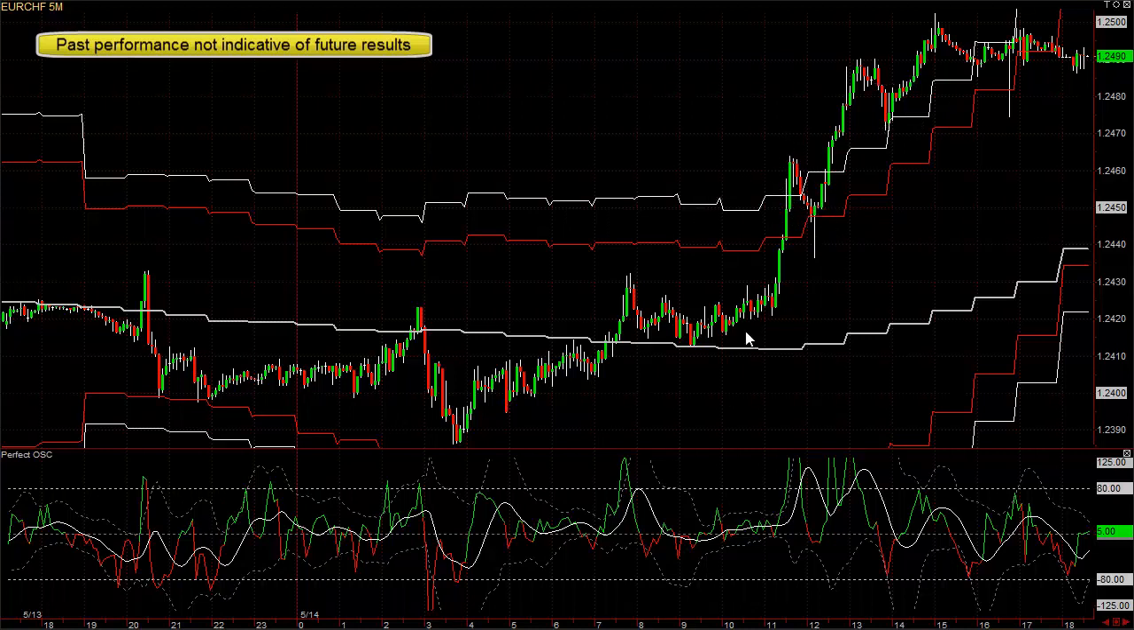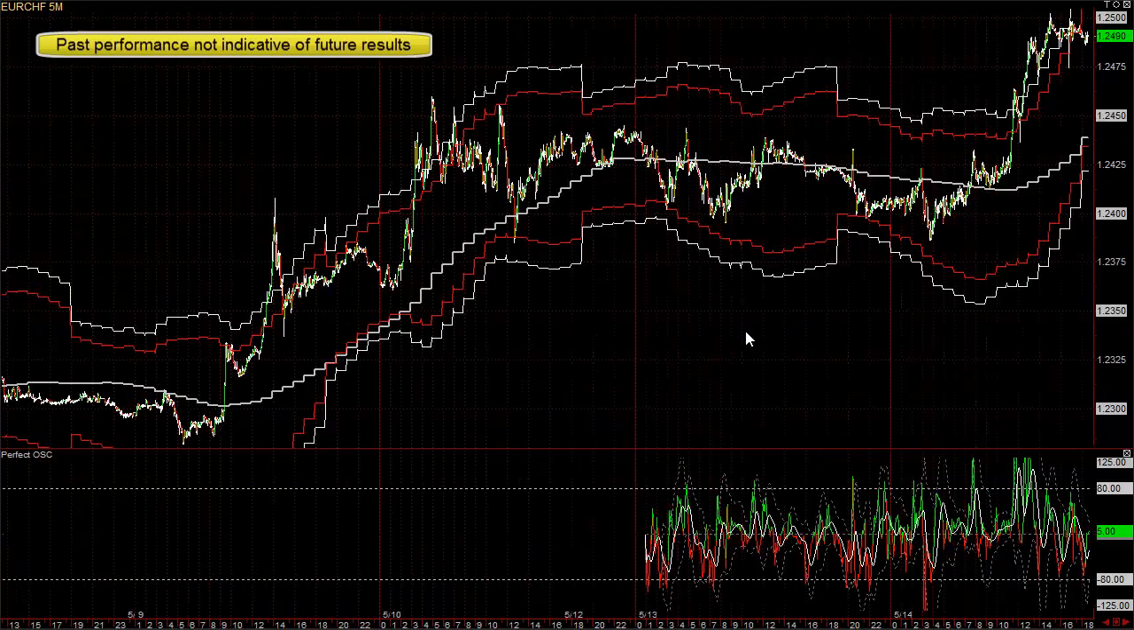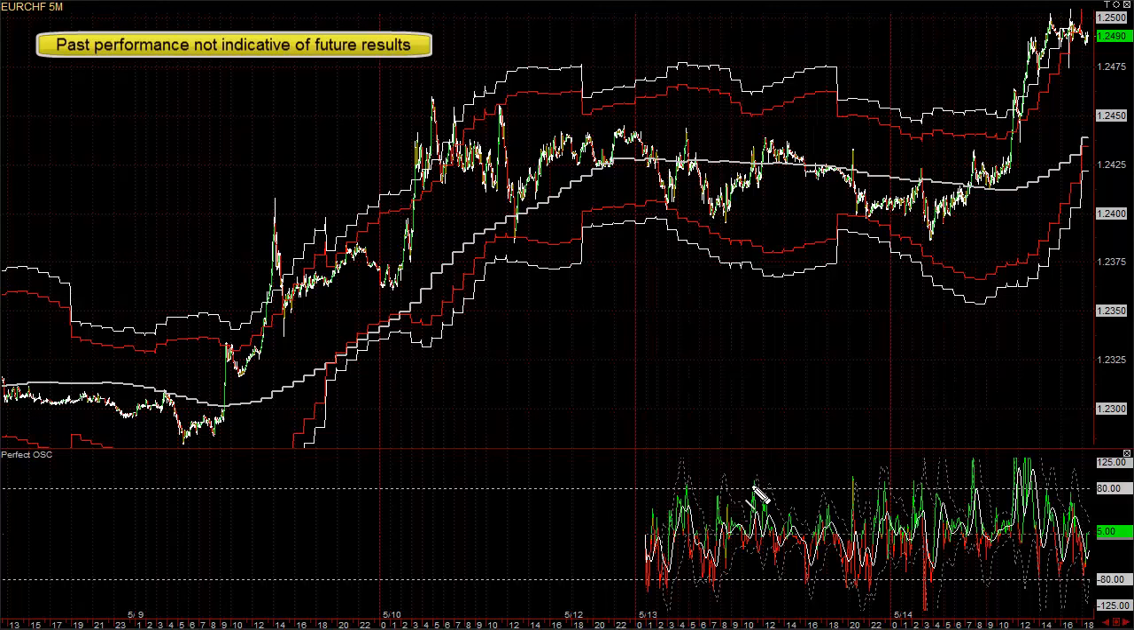The majority of time, price does not break outside these 2.0 bands, and when they do, typically within 2 or 3 hours they'll come back into the range, as you can see here, here.